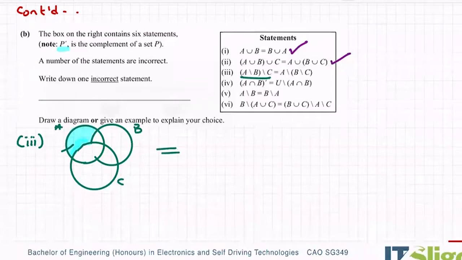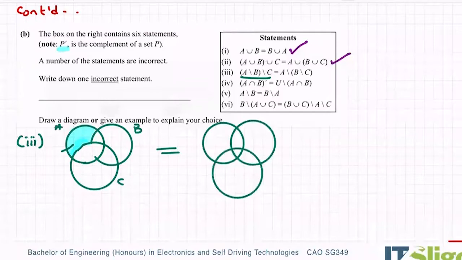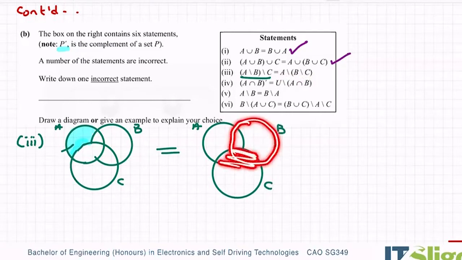And we're wondering, is that equal to, we draw 3 more circles for this side of it, the right hand side, A less B less C. Well, let's have a look at B less C. So this is B less C.